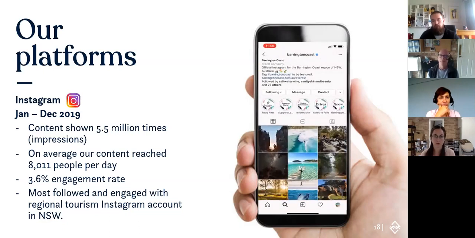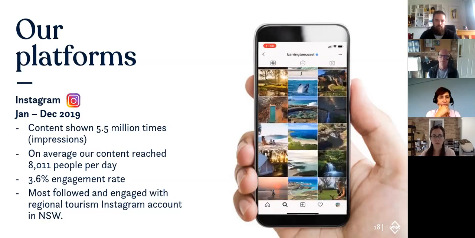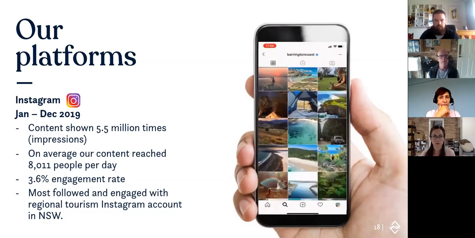And it's the most when you compare us to our competitors. We're also the most followed and engaged with regional tourism Instagram account in New South Wales. So that's enough gloating.